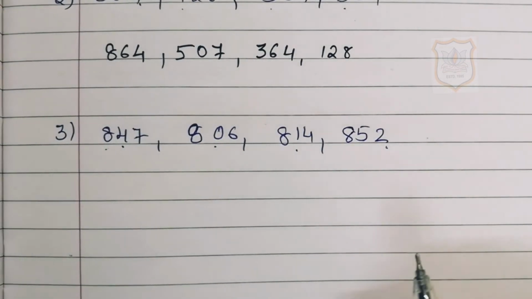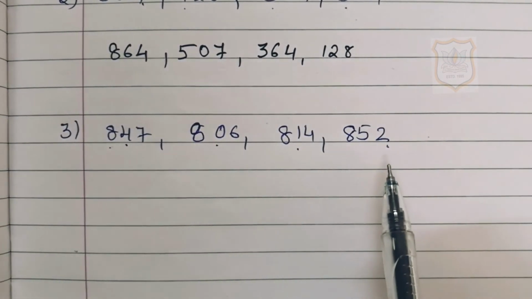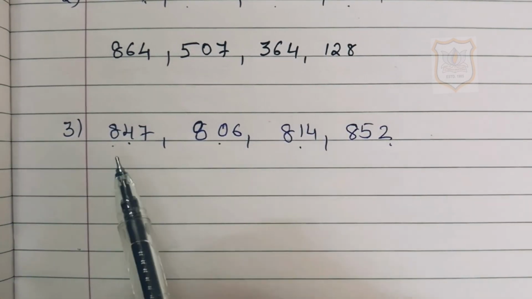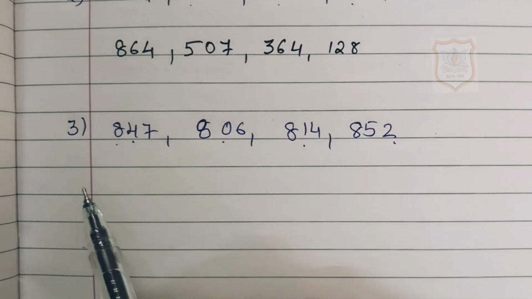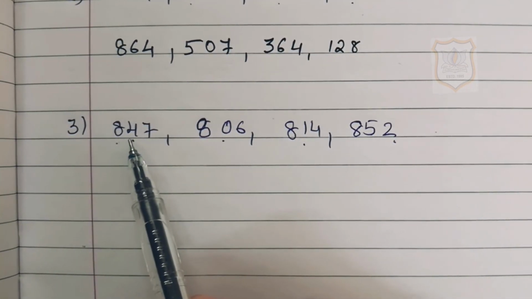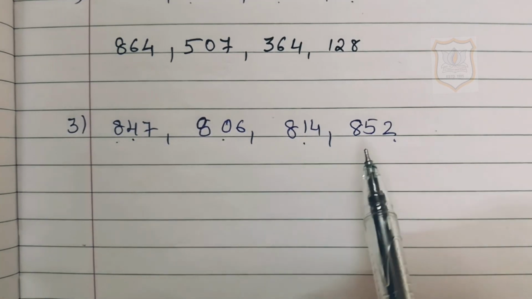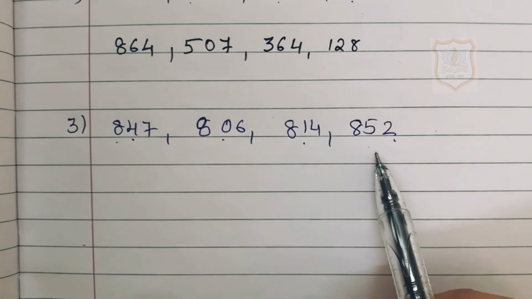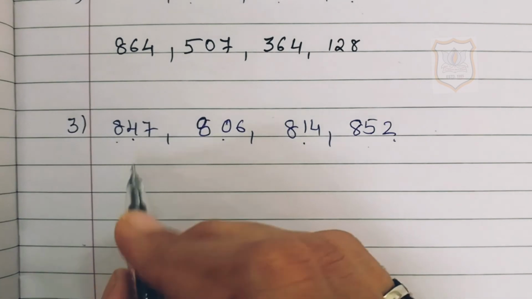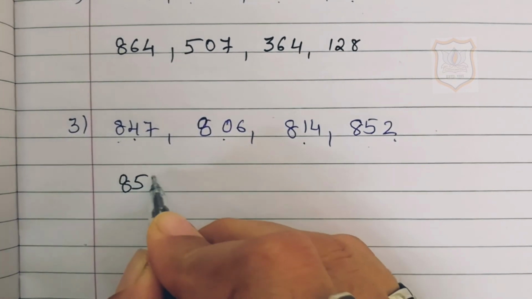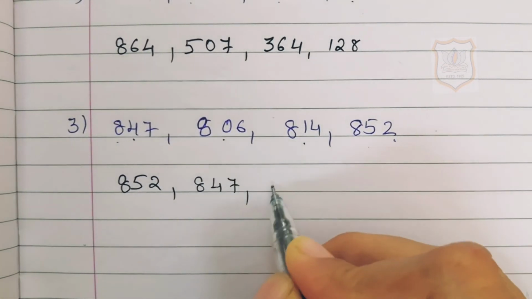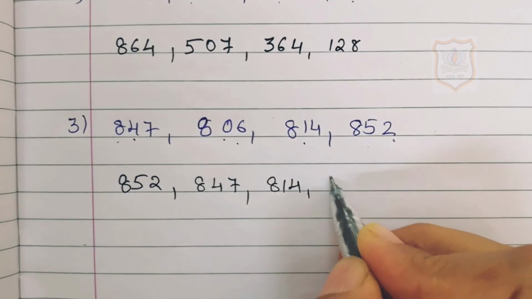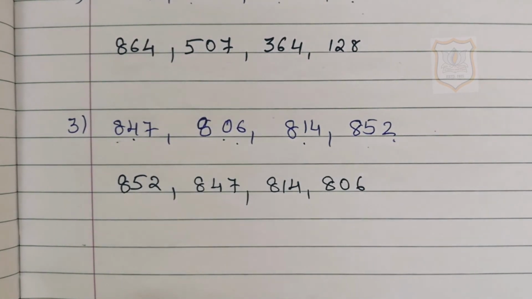Now we move to third example. Here students, you can see all the numbers have same number of digits, that is 3, and the number towards the extreme left is also same, that is 8. So we will take the second number towards the extreme left. Here the digit is 4, 0, 1 and 5. So the greatest digit will be 5. So first number we will write is 852, then 847, then 814 and then 806. In this way we will arrange the numbers in descending order.